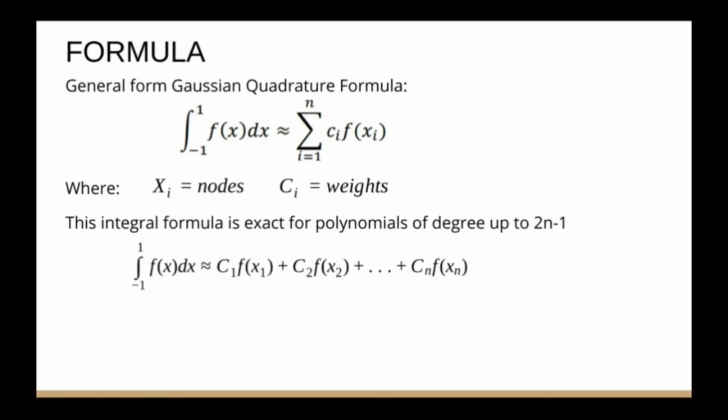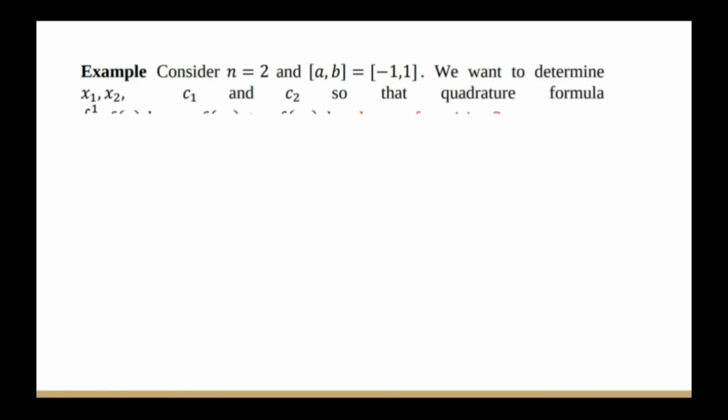So the integral from -1 to 1 of f of x dx is approximately equal to c sub 1 times f of x sub 1 plus c sub 2 times f of x sub 2, and it continues until c sub n times f of x sub n. So, to understand better, let's continue.